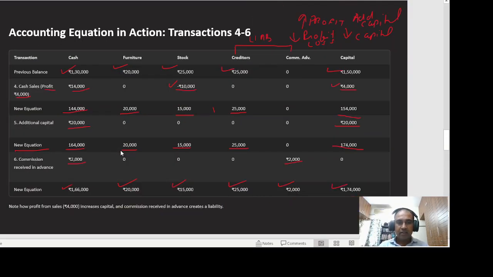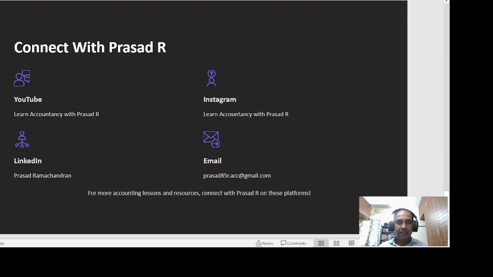Just to summarize, there is no element in the equation which involves an expense or income. So anything which is an expense will decrease the capital, and anything which is a loss also will decrease the capital. Anything which is a profit will increase the capital. The accounting equation is assets equal to liabilities plus capital.